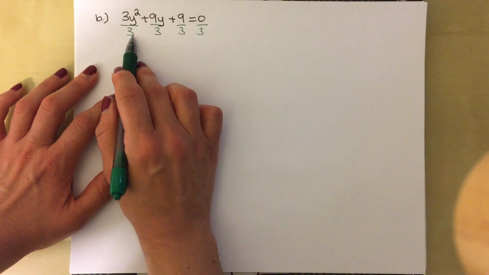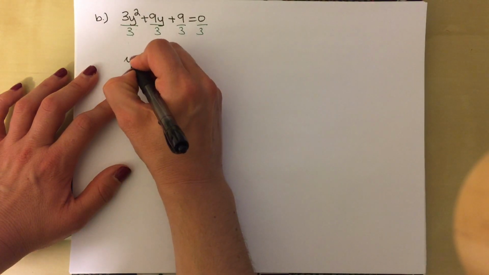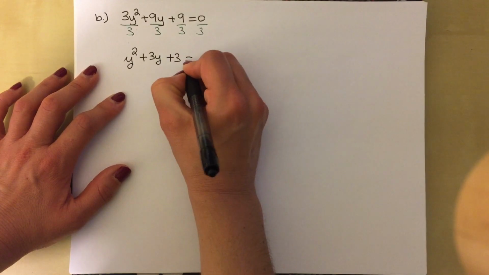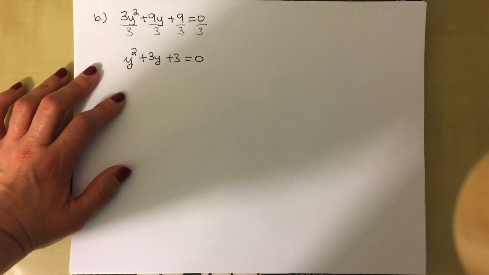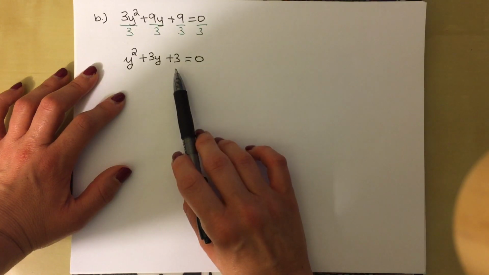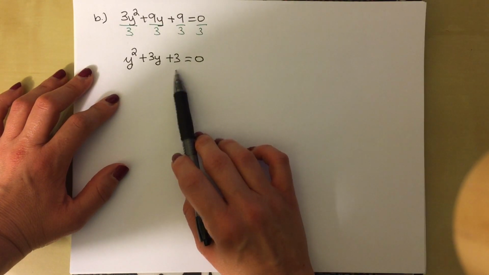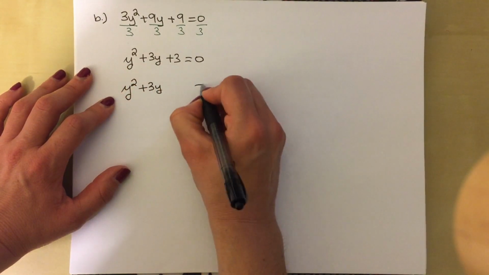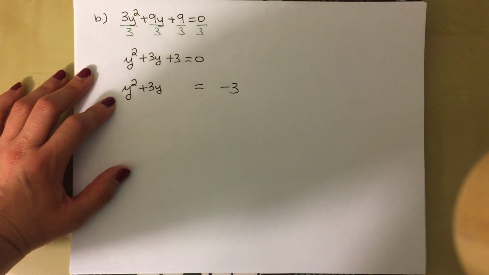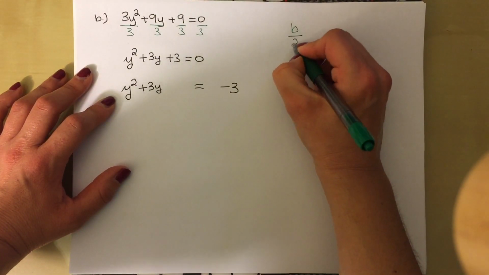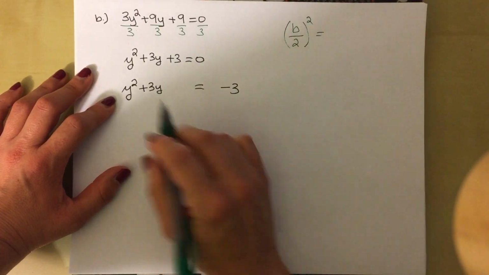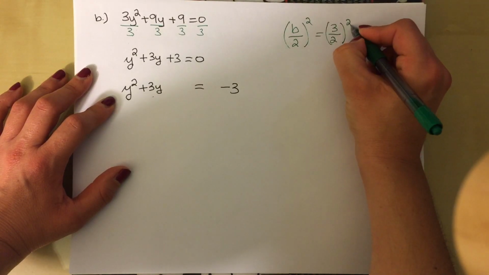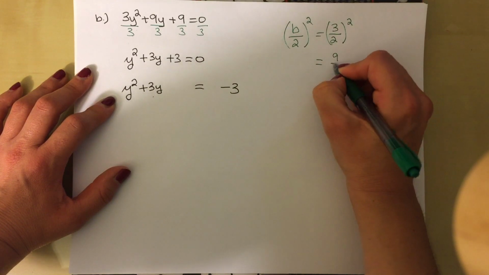Okay, 3 over 3 is 1, so I have my coefficient that I need. We get y squared plus 3y plus 3 is equal to 0. Now we can complete the square, but remember you need to subtract this term, move it to the other side. Leave some space. So the formula was (b over 2) squared. b is positive 3, so (3 over 2) squared. This comes out to be 9 over 4.